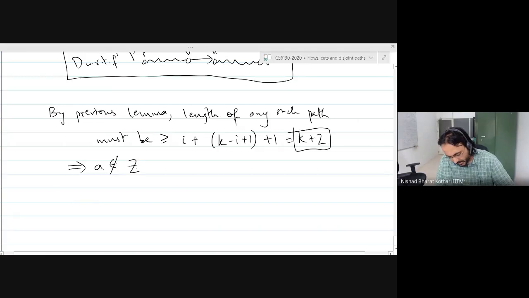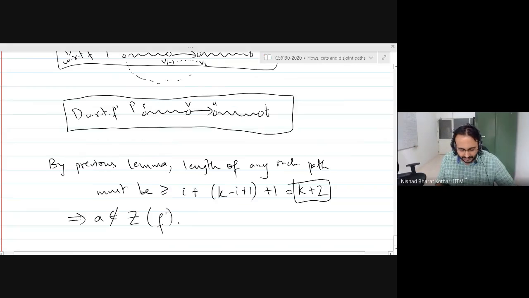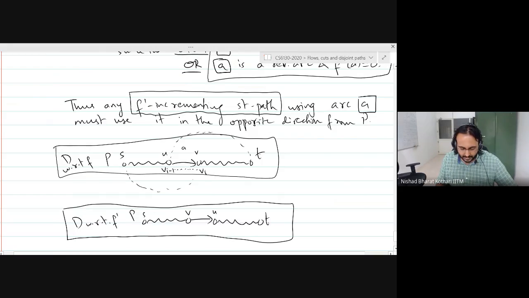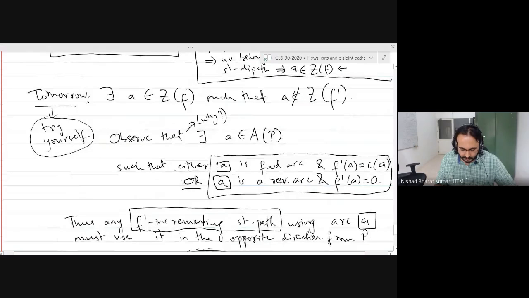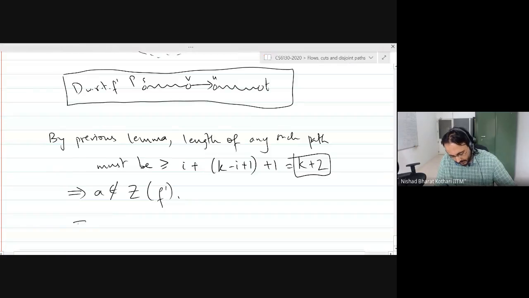Right? And that means that the arc A is not in the Z set with respect to F prime. And in particular, we have found an arc that is in the Z set with respect to F, but not in the Z set with respect to F prime. That means that this is a proper subset of the previous set.